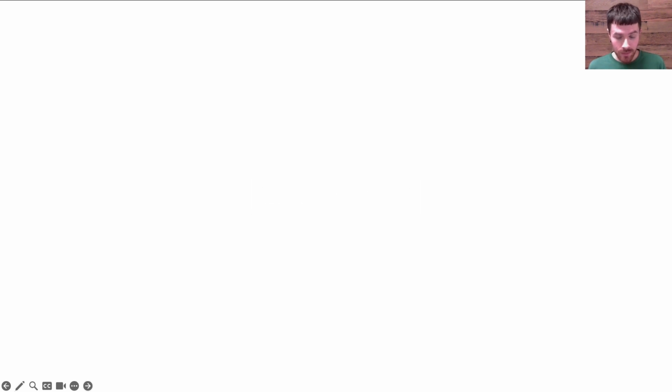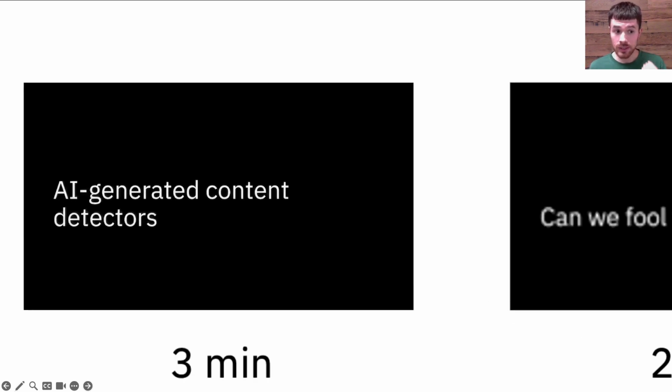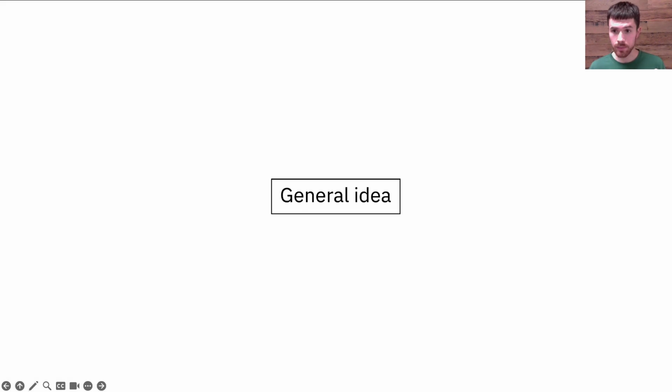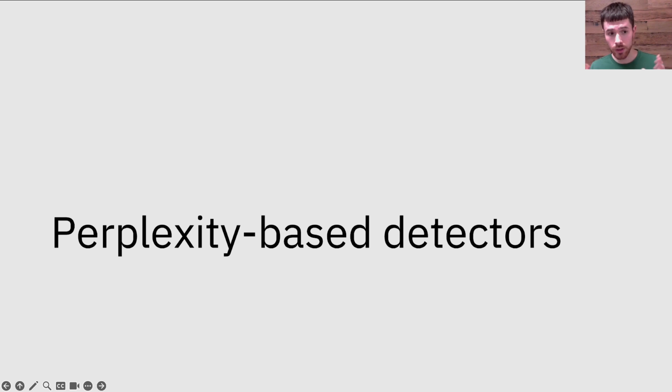First of all, we need to learn a little bit about AI generated content detectors. This is important because it will allow us to understand how this relates to prompt engineering and evasion in general. So, for that, I just want you to have a general idea about how they work. And I'm gonna describe a specific type, there's more, but a specific type of detectors, which is a thing that we call perplexity based detectors.